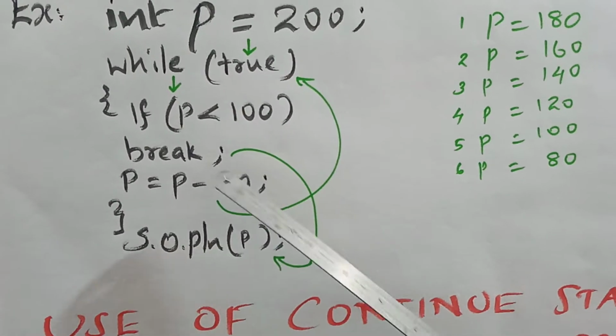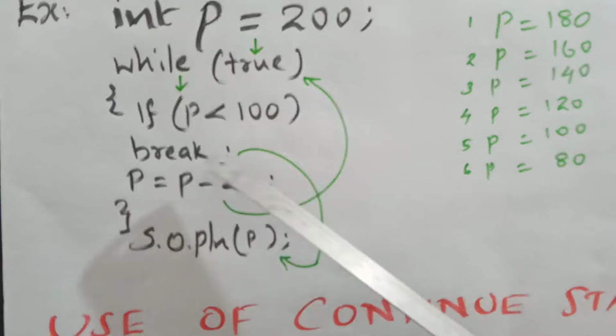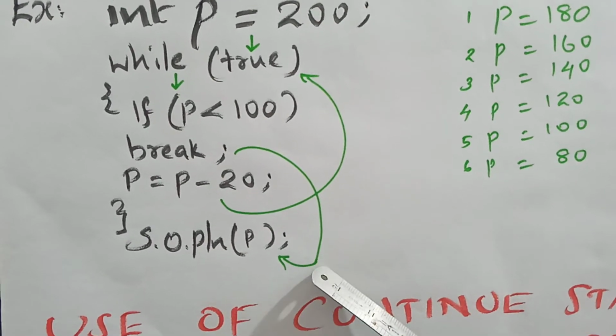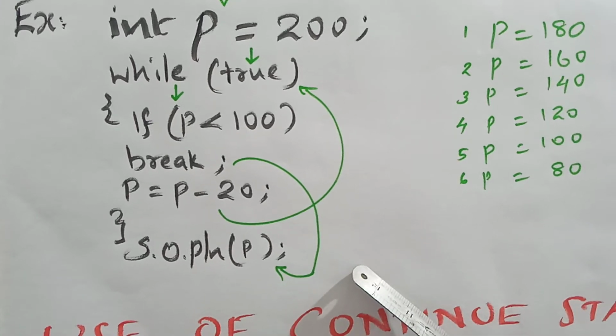Because 80 is also working. You get the 80, then again you have to check. Then when you get the 80, you have to come out and print p. So the output will be, p is what? 80, and the loop will work 7 times.